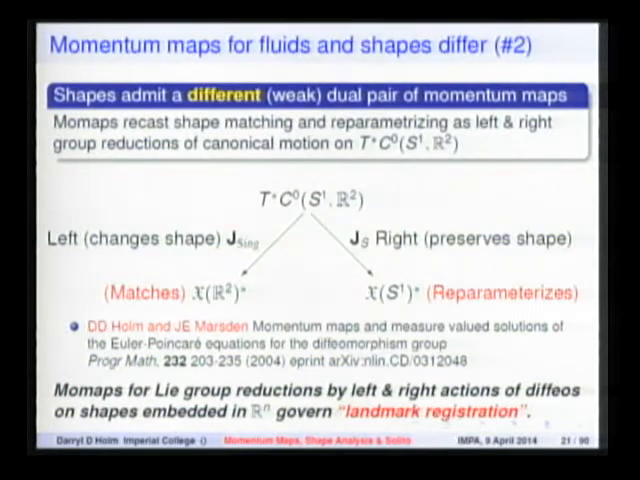Okay, if you're trying to make the momentum map here, the J-Sing, which I'll tell you more about, evolve in time, or control it, the momentum maps for Lie group reductions by left and right actions govern something called landmark registration or curve registration. Like I said, you could have a curve that defines your shape, and you could just put points on that curve and then move the points around, and those would be called landmarks.